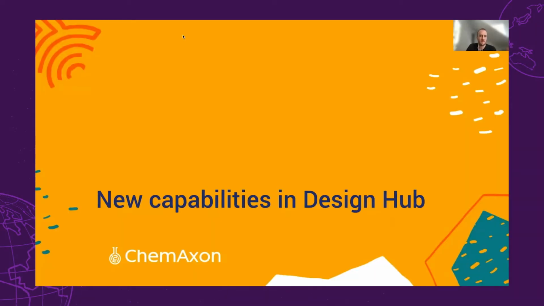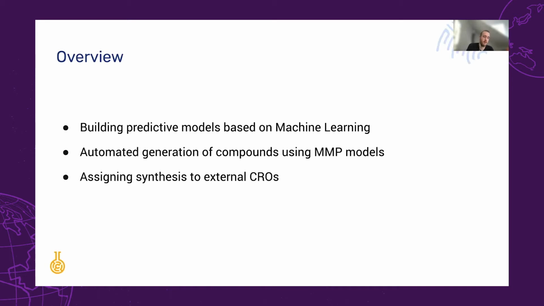Everybody. So in this video segment, we will be looking at new capabilities in Design Hub. For this story, I will need three puzzle pieces. The first one is building predictive models. The second one is the automated generation of compounds. And the last one is assigning synthesis to external CROs. I will show you all puzzle pieces and a story where it kind of all clicks together.